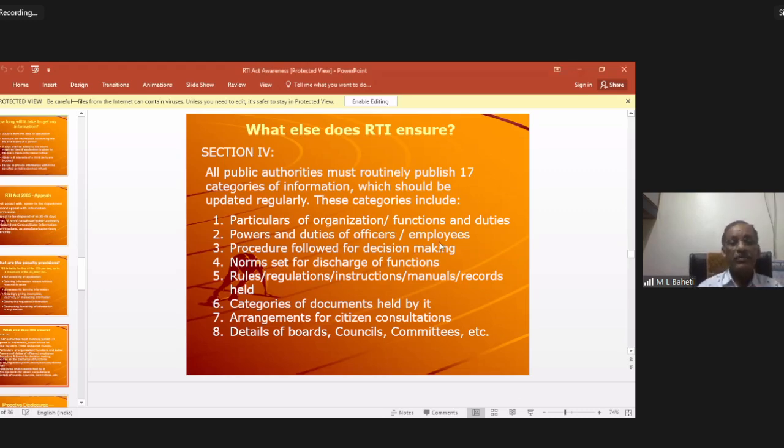That information is the particulars of the organization. The organization has to give its particulars, various functions and duties, and the powers and duties of the officers and employees. Whatever number of officers are employed there, their powers and duties assigned to them have to be published in detail by the respective public authority. Then third, more important, is the procedure followed for decision making. I have inspected many public authorities' records for Section 4 compliance, and there I found this particular clause is not complied with.